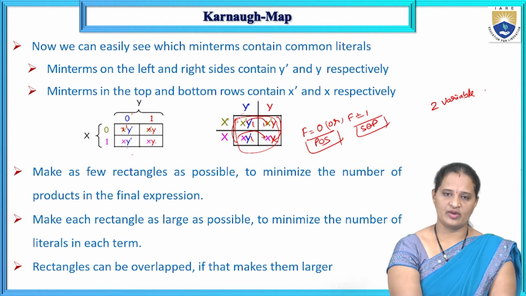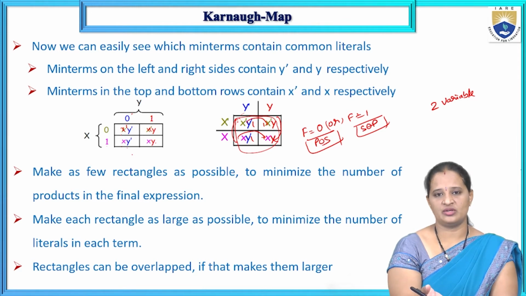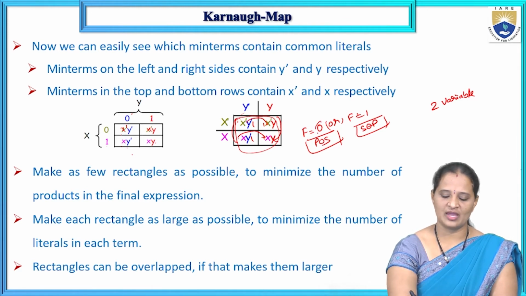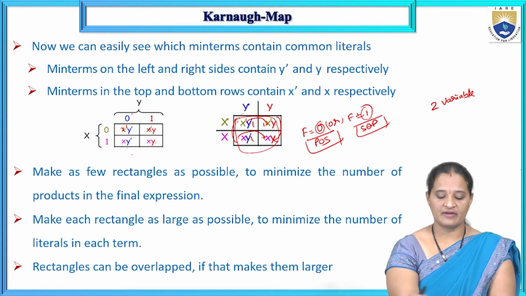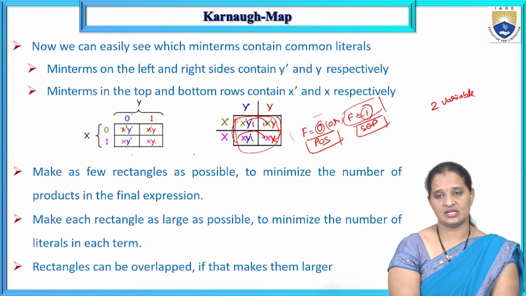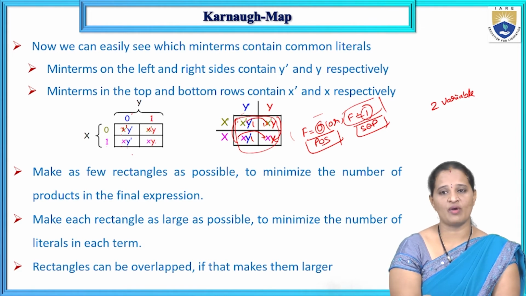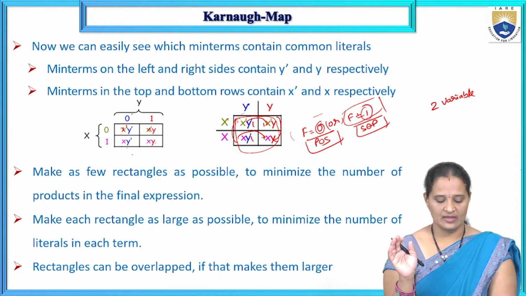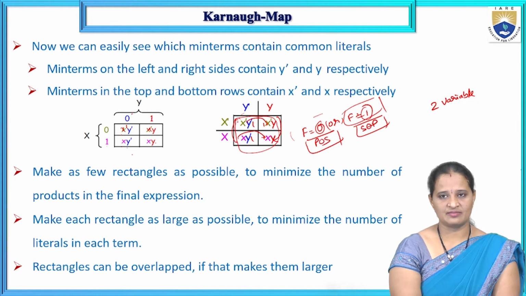Actually, I have only 2 variables. If I can eliminate all the 2 variables, the function value may be either 0 or 1. If the function is given in SOP form, then the function value will be f equals 1, or f equals 0. If all the adjacent cells have received either 0 or 1, I can group them together. So this is the maximum possible.